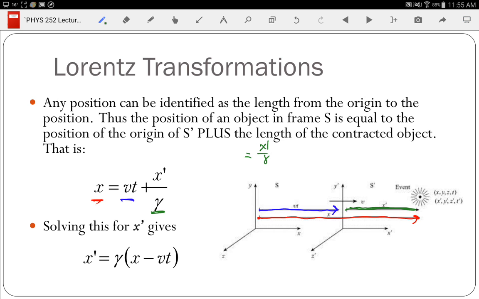X prime over gamma. X prime is the length that it would be in that reference frame. Contract that to find what it is in this frame. And so that's just saying the distance as measured in the S frame is equal to the distance measured in the S prime frame contracted because of length contraction plus the distance that prime frame has moved. So we just take this and solve it for X prime.